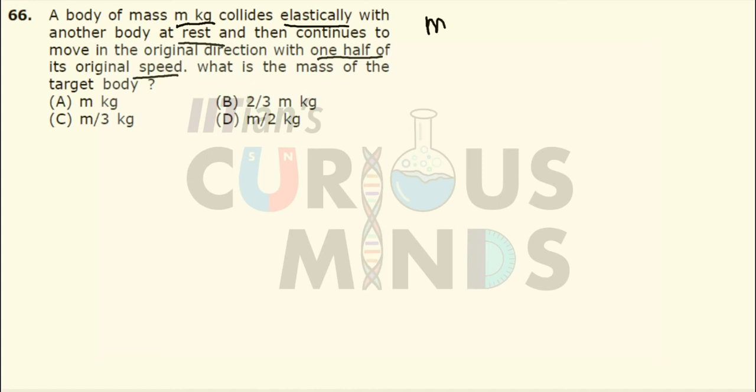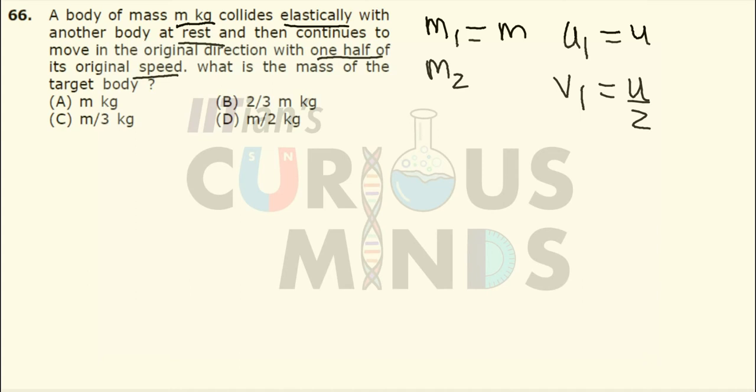Okay, so m1 mass is m over here, m2 mass is unknown, let it be as it is. Let the first mass be moving at a velocity u, and the final velocity of the first mass is equal to u by 2. It is a perfectly elastic collision, so for elastic collision v2 minus v1 is equal to u1 minus u2. Let this be the first equation.